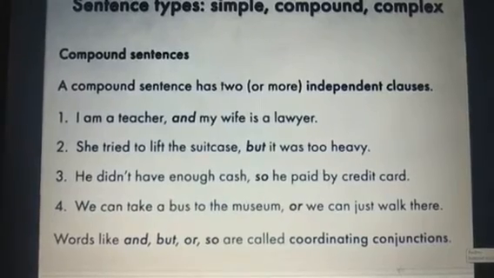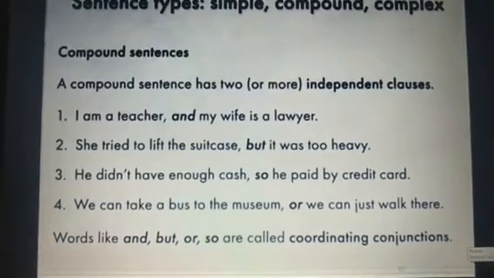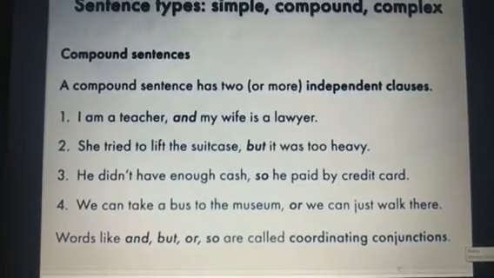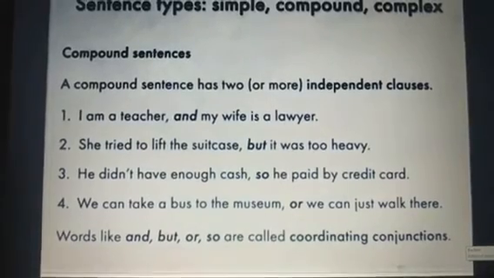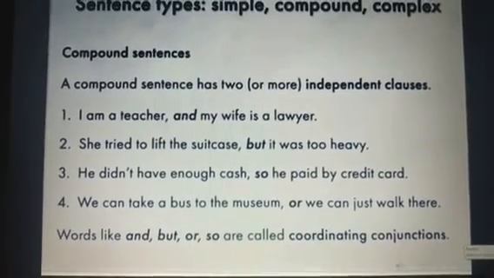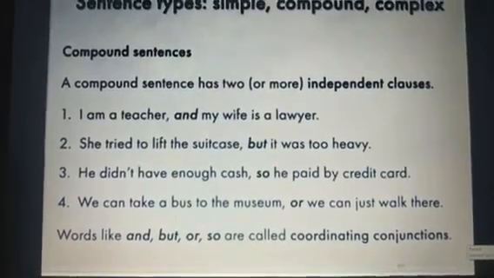Now this is the proper form. You write the first independent clause and then you put a comma after that, and then a conjunction, and later you write a second clause. So remember this rule always.